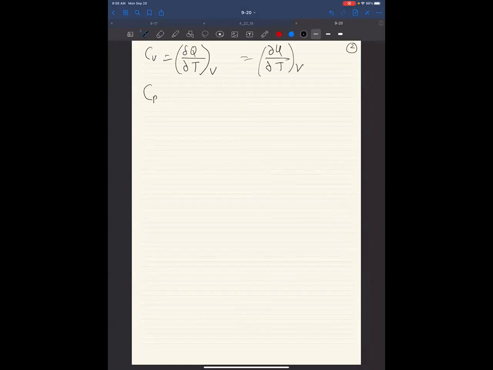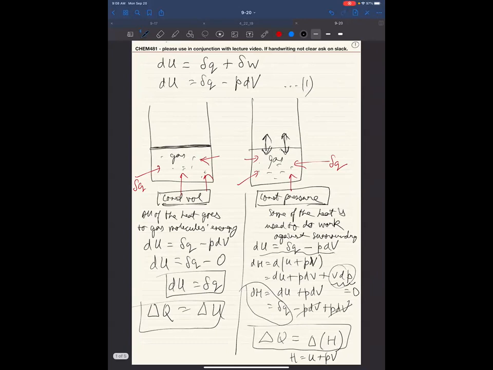Heat capacity at constant pressure is the amount of heat you need to give to the system to change the temperature by a certain amount at constant pressure. And we just saw that at constant pressure, delta Q is equal to delta H. This is not always true. This is true only at constant pressure. This thing is true only at constant volume.